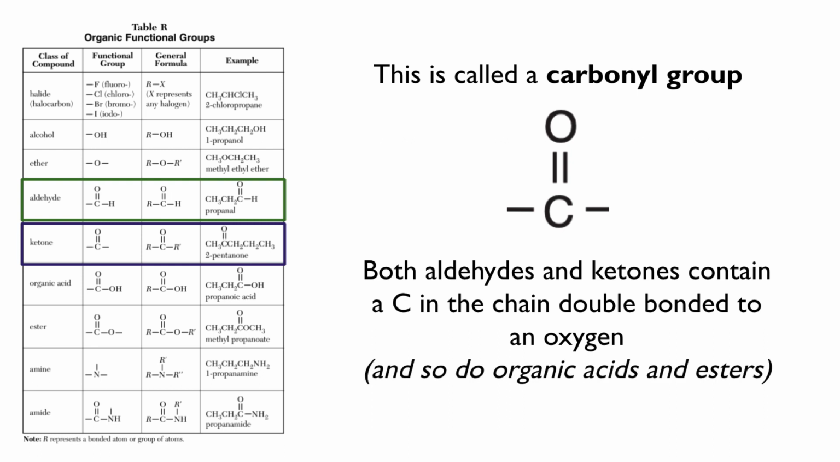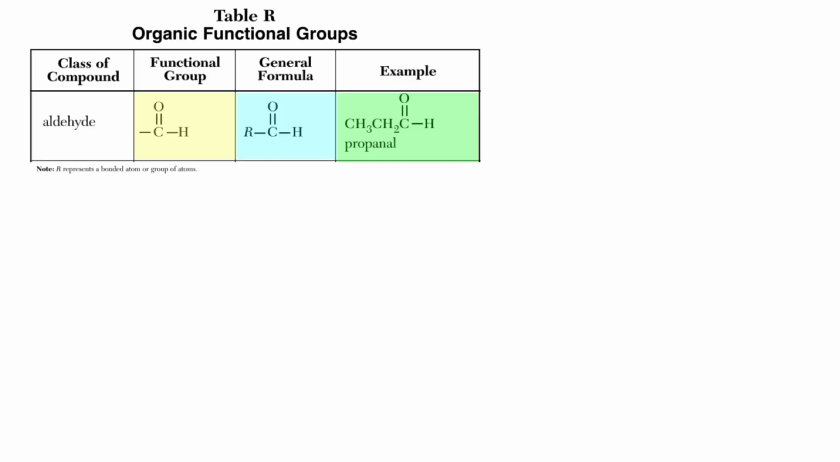organic acids and esters also contain carbon double bonded to an oxygen in the chain. What's different about all four of these functional groups is what else that carbon is bonded to besides that double bond to the oxygen. So for aldehydes and ketones specifically, which we're going to be focusing on in this video, we're going to be looking at a double bond to oxygen and either a hydrogen coming off of that carbon or another carbon coming off of that carbon.